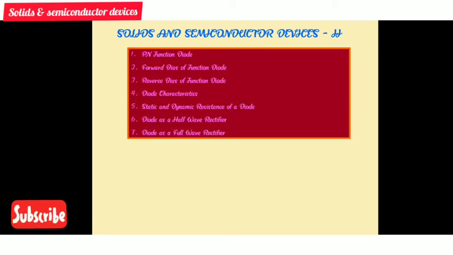Second, first PN junction diode, second forward bias of junction diode, third reverse bias of junction diode, fourth diode characteristic, fifth static and dynamic resistance of a diode, sixth diode as a half wave rectifier, seventh diode as a full wave rectifier.